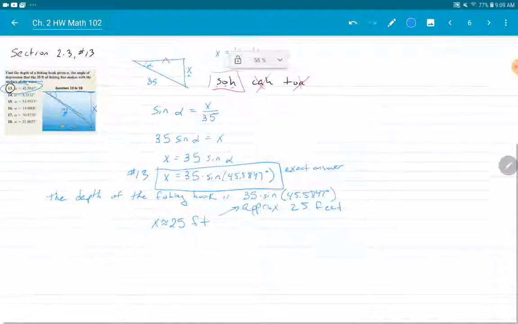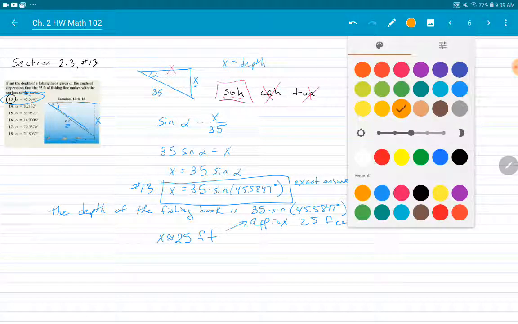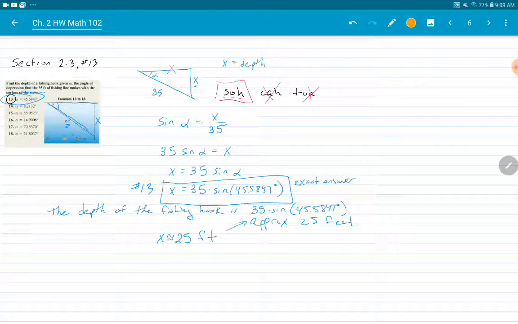And then applying these to the other problems, I'm just going to change alpha. So, for example, to do number 15, I'll take that 55.953 and just plug that in here. The only thing I'm changing is alpha. I've already solved for x in terms of alpha.